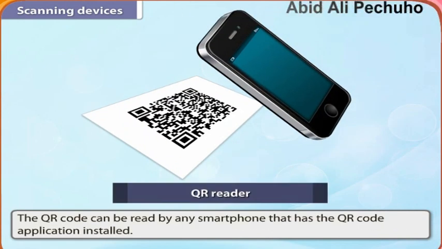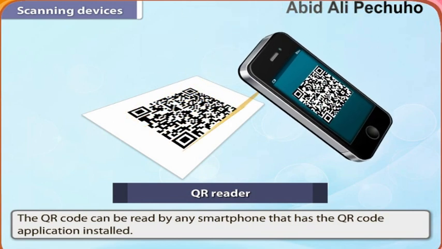Quick response or QR code reader. A quick response QR code is a special type of barcode that can store more information than ordinary barcodes. Instead of a series of vertical lines, the QR code consists of black dots placed within a square box. The QR code can be read by any smartphone that has the QR code application installed.